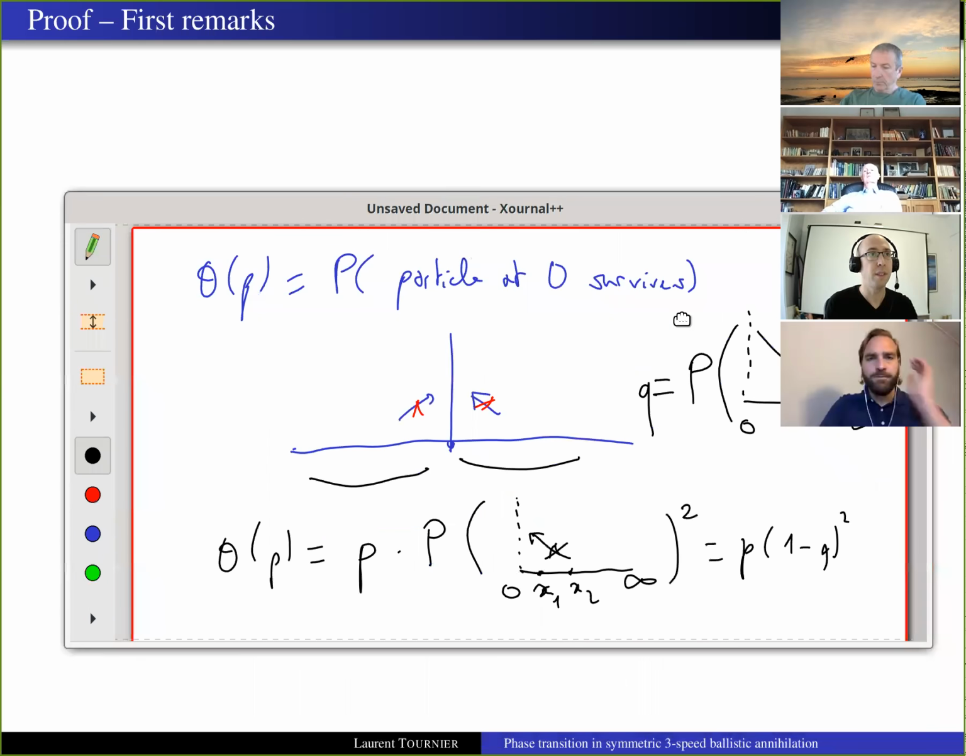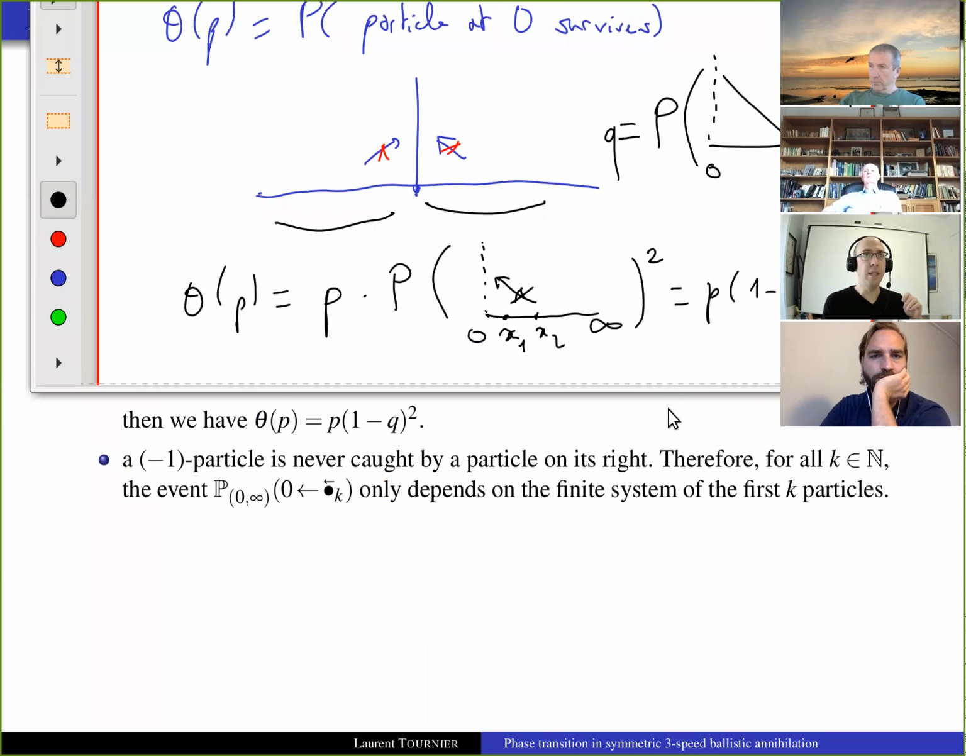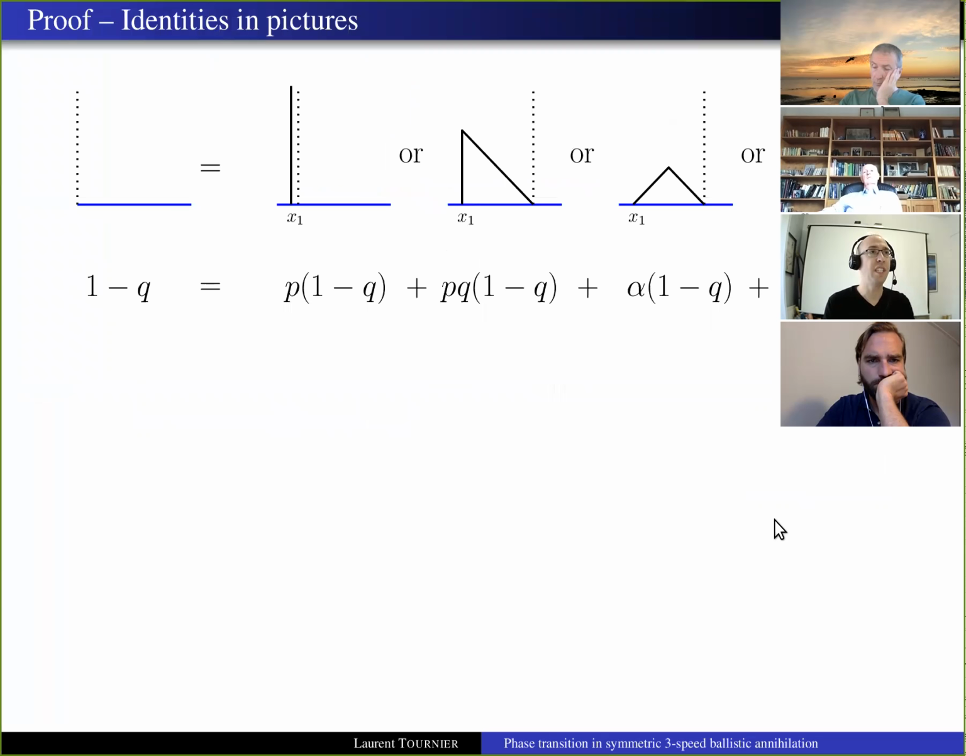So this is what is written here. One interesting remark is that since we have only +1, -1 or 0 velocities, if there is a particle with location xk that hits 0, checking this only depends on what happens between 0 and xk. There is no way this particle can be caught by a faster particle on the right. That will be very helpful in what follows. So remember that q is the probability that 0 is hit, so 1 minus q is the probability that, on the half axis, there is no particle reaching location 0.